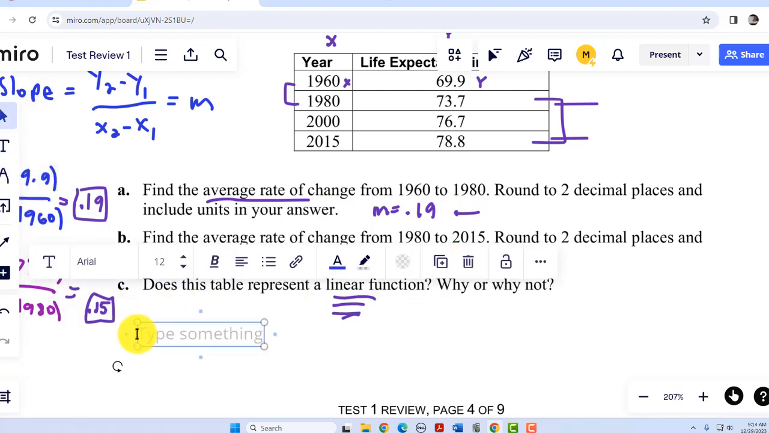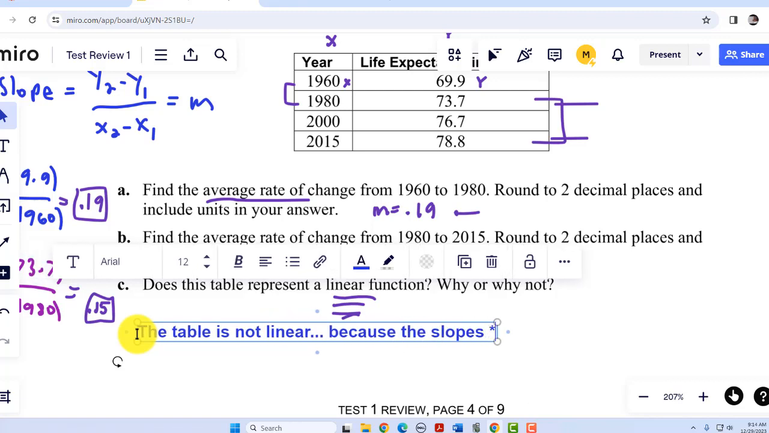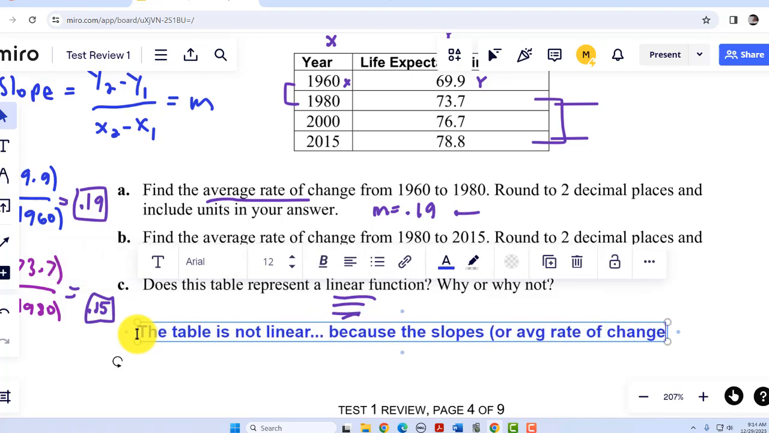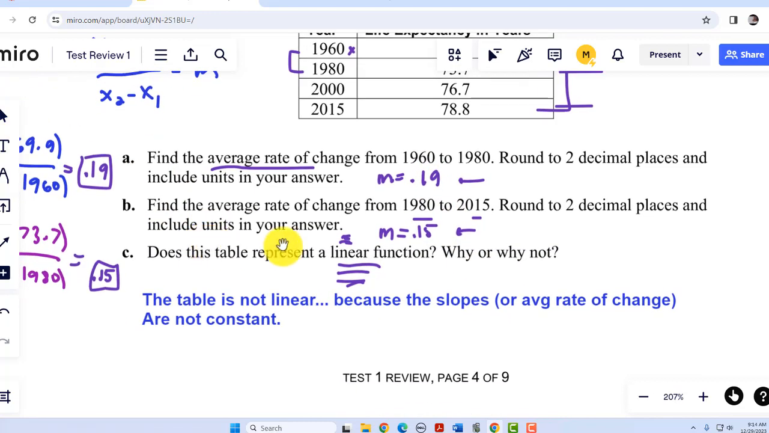So I would say the table is not linear because the slopes, or average rate of change, are not constant. The slopes are different. The average rate of change is different. If we had 0.19 and 0.19, we'd say yes, it's linear. Or if we had 0.15 and 0.15, we'd say yes, it's linear. But because the slopes are different, because the average rate of change is not constant, we would say we do not have a linear function.